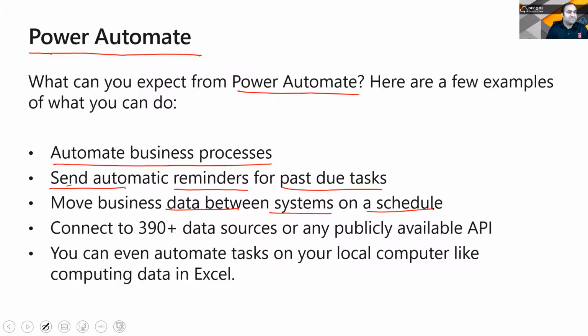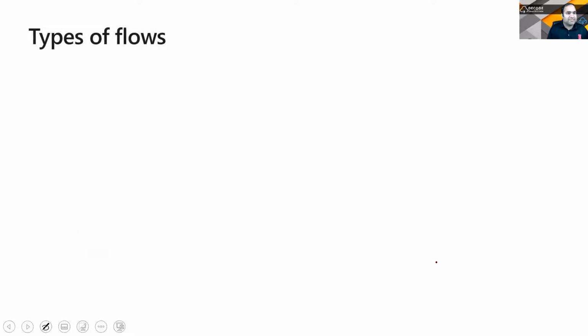On top of that, you can create custom connectors if required for any kind of integration and automation. You can connect to the 390-plus data sources which are already there. And of course, there are plenty of publicly available APIs which can be consumed and utilized within Microsoft Power Platform and Power Automate structures. You can even automate tasks on your local computer, for example, computing data in Excel. You can also achieve RPA, robotic process automation, with the help of Microsoft Power Automate. So it's a great tool when we talk about usage and use cases.